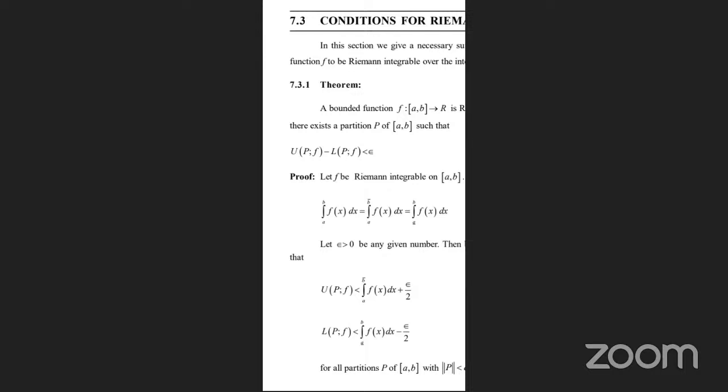Okay. A bounded function f from the interval [a, b] to R. Please see this one. This is one of the important theorems in the final examination. Without this theorem, we can't expect the final examination, especially in real analysis. Now, all those other theorems depend upon this theorem.